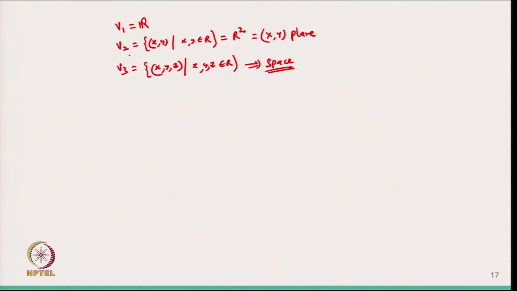So, these 3 we know, then we can define V 4 as the elements x, y, z and w, the same way. So, this is the fourth dimension, fifth dimension, and then we can define the nth dimension. So, in this way these are a few examples we have taken for V n.